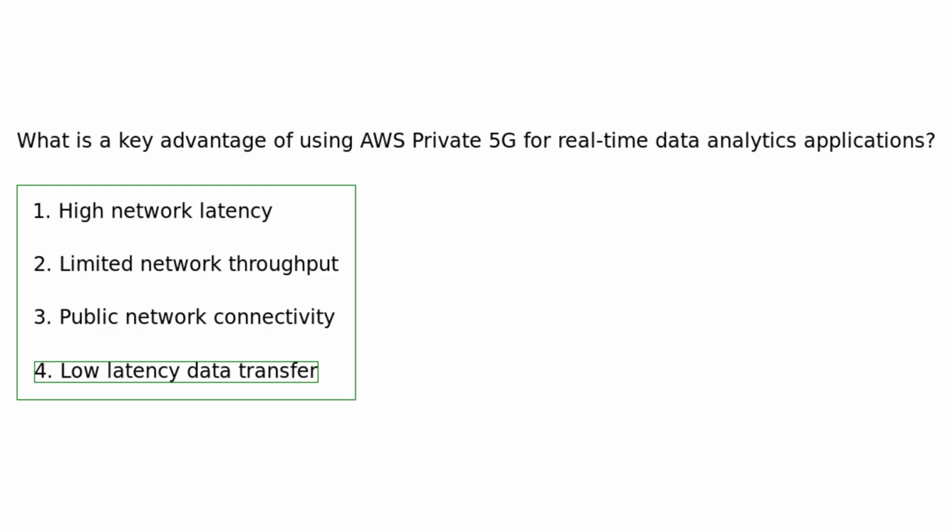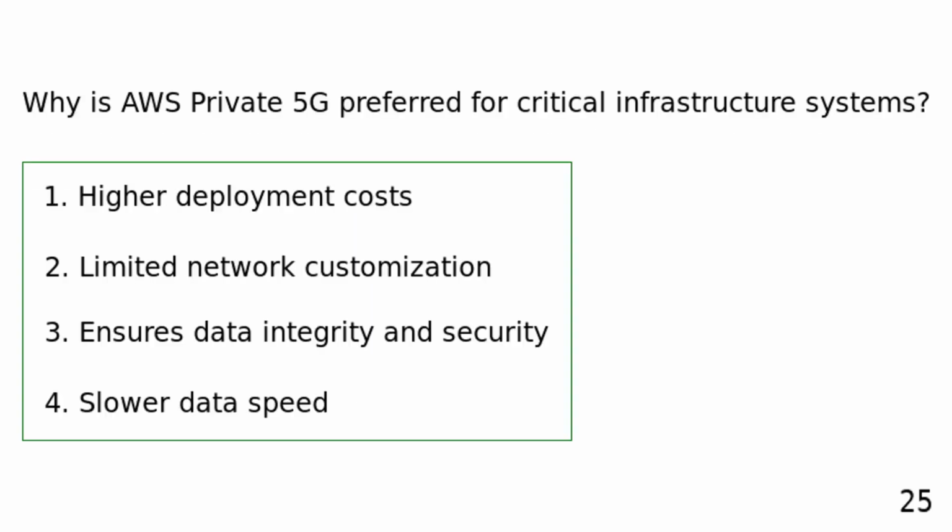A key advantage of using AWS Private 5G for real-time data analytics applications is low latency data transfer, allowing for quick and efficient analysis of data streams. Why is AWS Private 5G preferred for critical infrastructure systems? Higher deployment costs. Limited network customization. Ensures data integrity and security. Slower data speed.